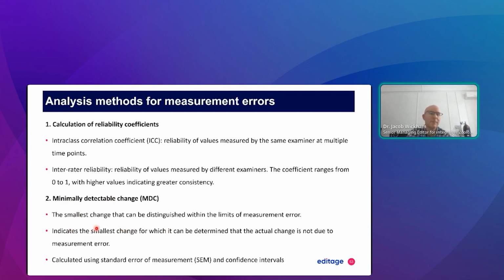So this minimally detectable change is the smallest change that can be distinguished within the limits of your instruments. And this is the actual change, and that's not due to the measurement error. And this can be calculated using the standard error and confidence intervals.